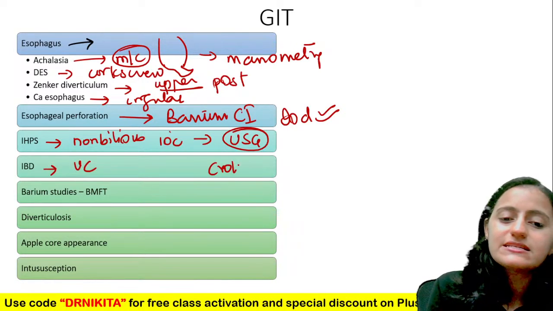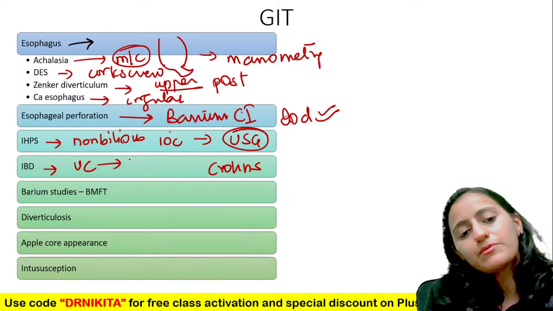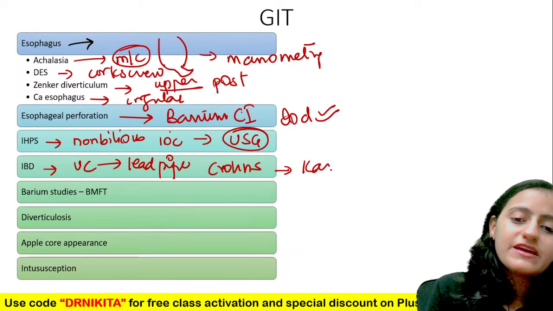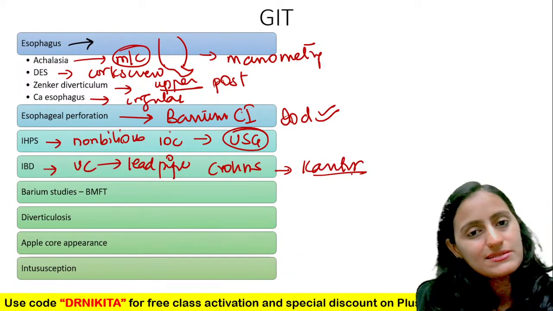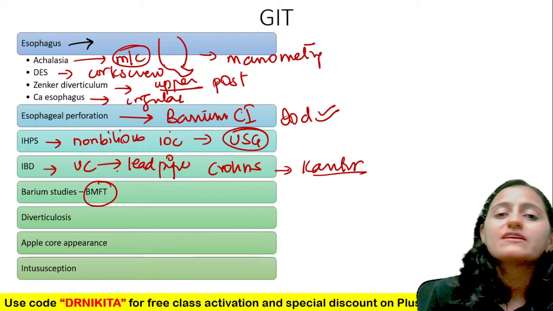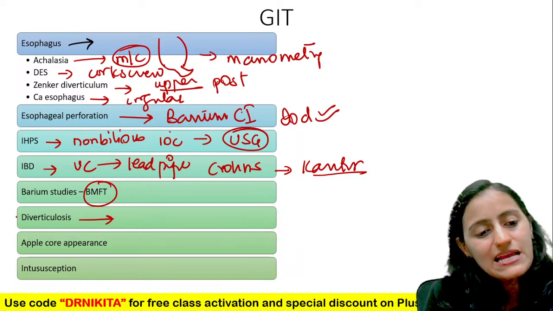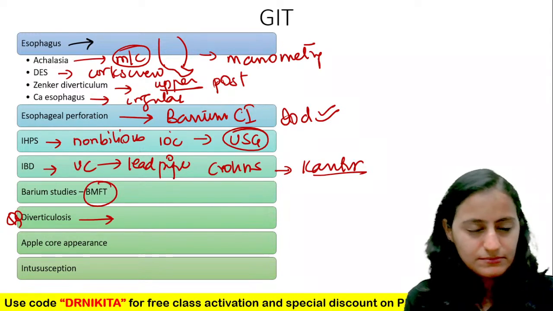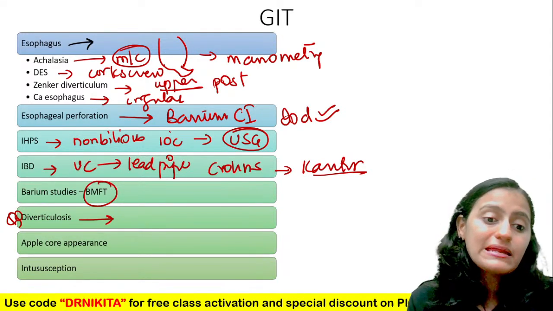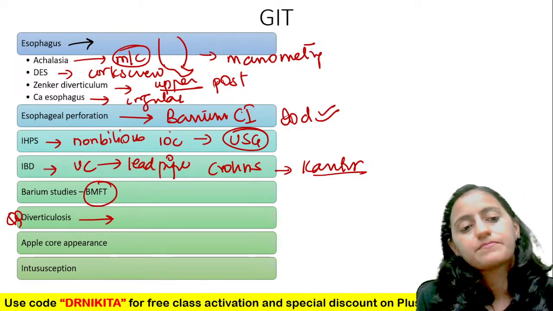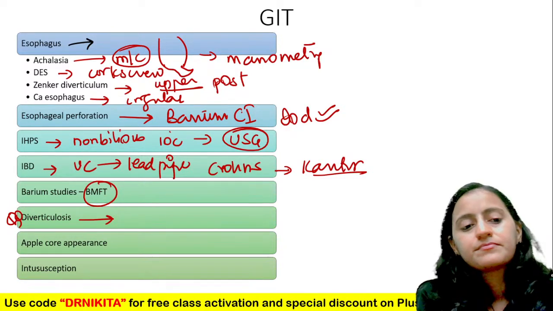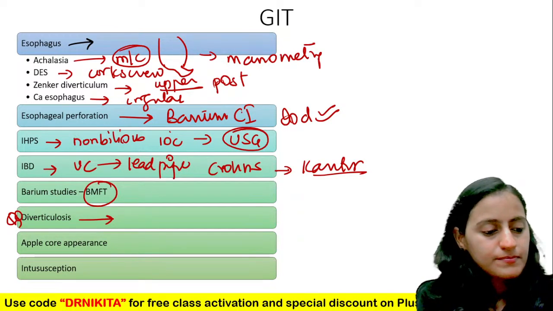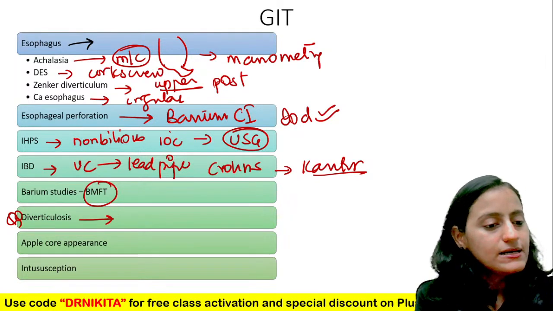Inflammatory bowel disease: ulcerative colitis and Crohn's. Remember with ulcerative colitis, lead pipe colon is important, and with Crohn's we have the string sign of Kantor. Identification on barium meal follow-through is important and has been asked. Tell me, what sign do you see on barium enema in diverticulosis?